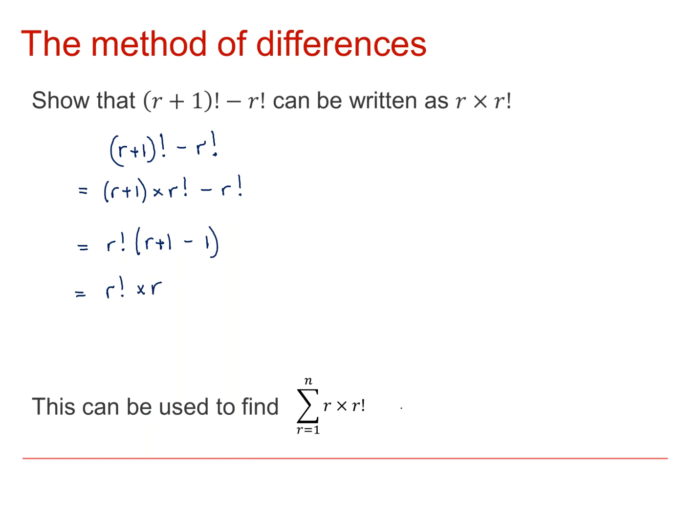We can now use that to find this sum. So that's equal to the sum from r equals 1 to n of r plus 1 factorial minus r factorial. I'll leave completing that one as an exercise for you. It's in the integral level 1 exercise anyway.